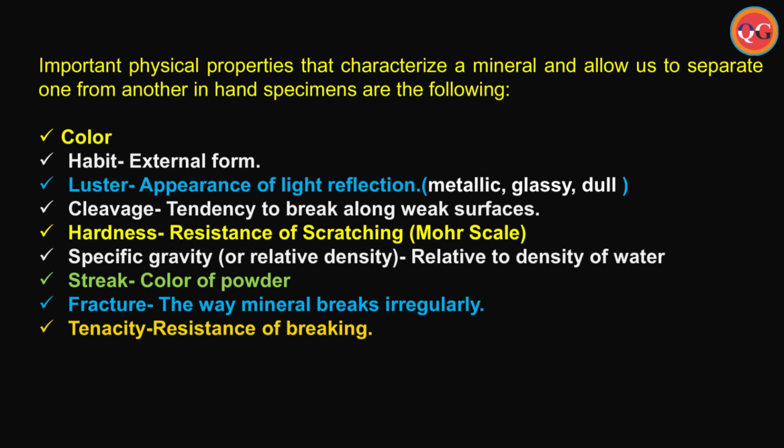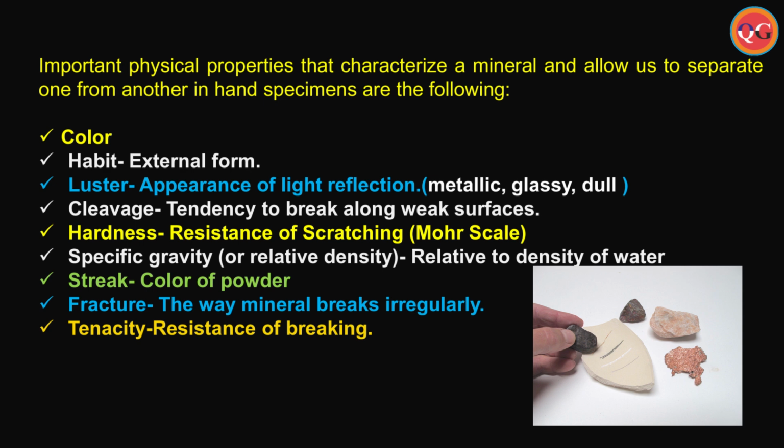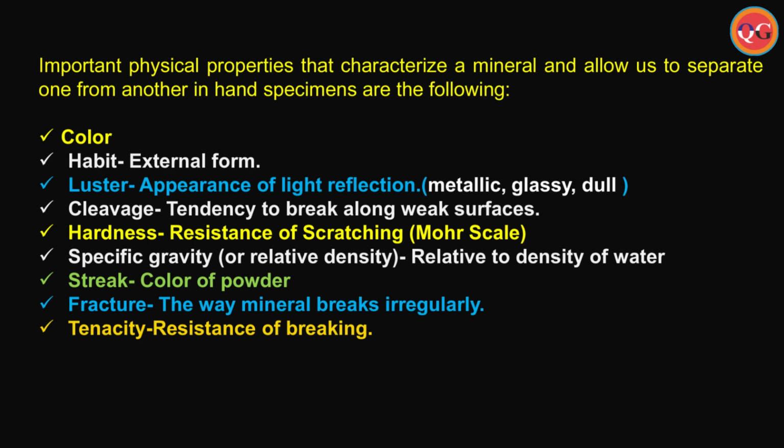Streak. Color of powder. This is often tested by rubbing the mineral on a porcelain plate to see the color of the streak left behind. Fracture, the way mineral breaks irregularly. Tenacity. It describes how mineral responds to stress, such as bending, breaking, or tearing. Terms like brittle, malleable, ductile, and elastic describe different types of tenacity. Apart from this, certain minerals, especially carbonates like calcite, will react with weak acids, hydrochloric acid, by fizzing or effervescing.